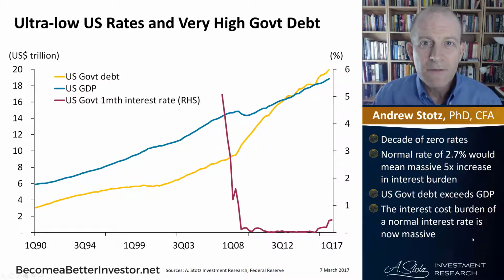This is Andrew Stotz of Stotz Investment Research, looking at ultra-low U.S. rates and very high government debt. So, the first thing I want to look at in this chart is the red line.